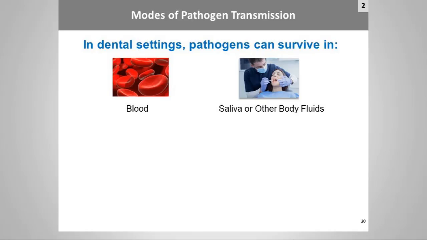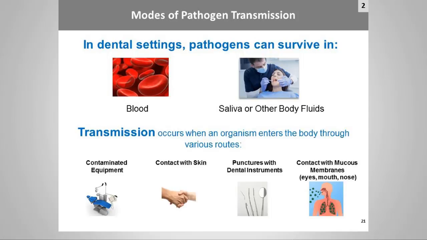So the role of the environment. In a dental office, pathogens can be found in blood, they can be found in saliva or other body fluids. And transmission can occur in a variety of ways. Could be your equipment being contaminated, contact with skin, punctures with dental instruments, contact with mucous membranes, so the eyes, the mouth, the nose.